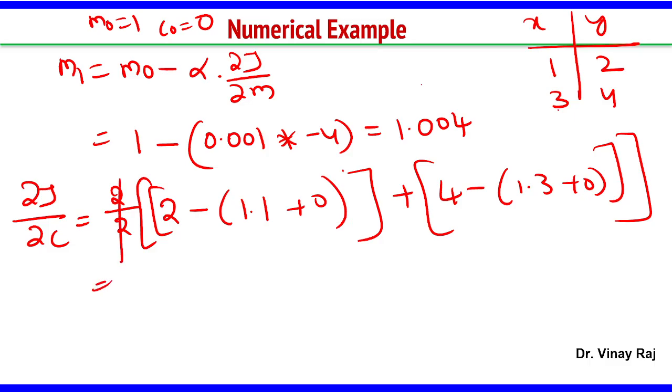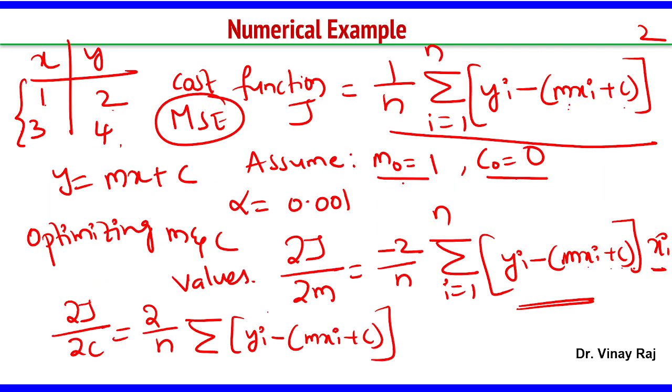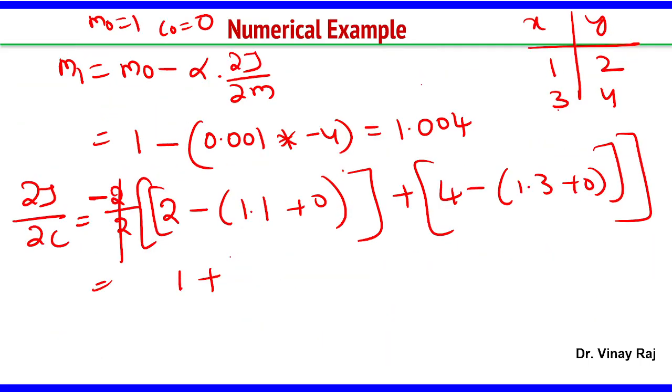If you compute, 2 minus 1 is 1, plus 4 minus 3. This is also minus, sorry, because the c value has a minus here also. So 4 minus 1, it is 1. So this is minus 2. This value is minus 2. So now we have dou j by dou c as minus 2.